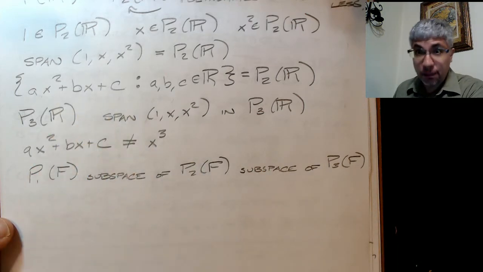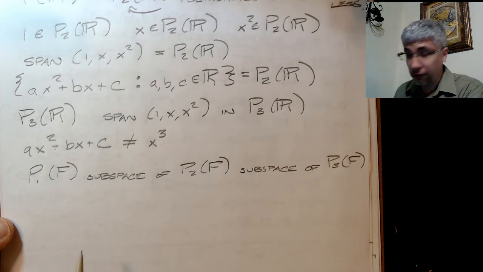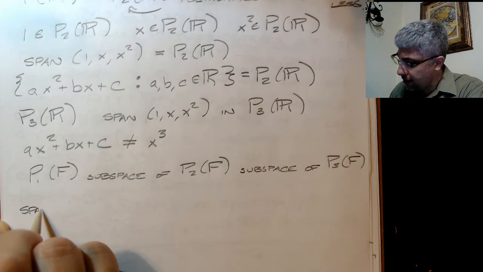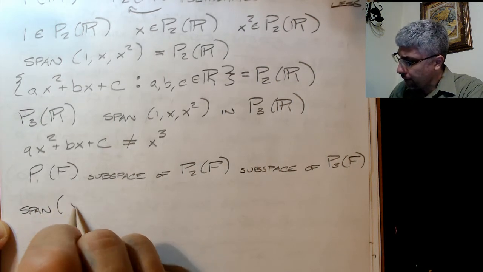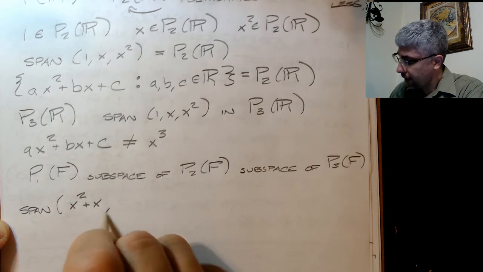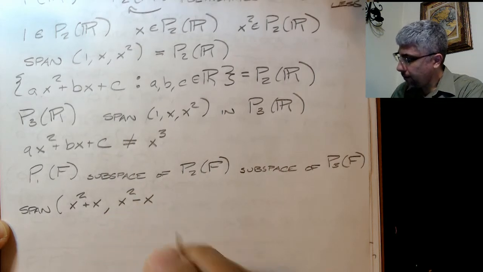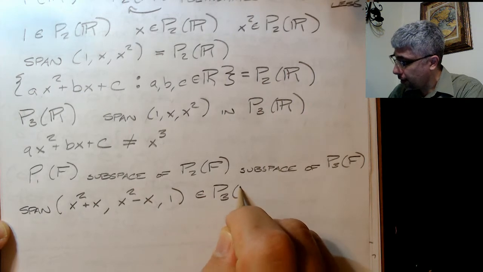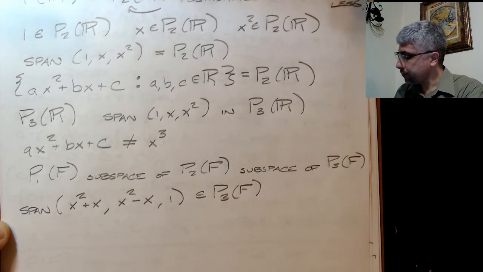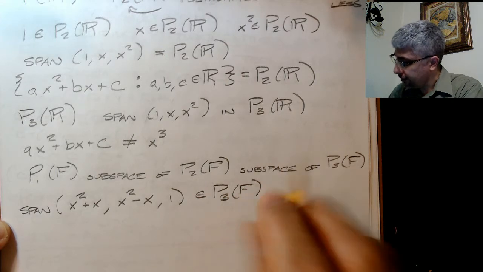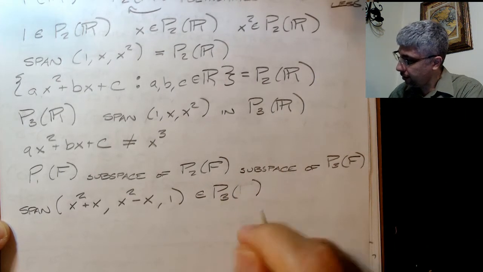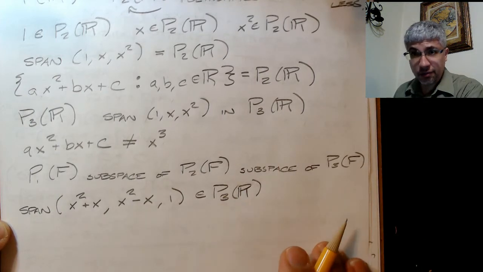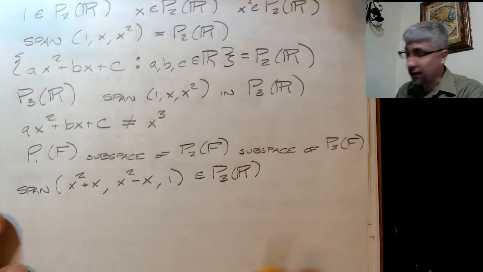And by the way, I don't need to pick these 3 vectors. I could have picked 3 different vectors. For example, let's say I wanted to take the span of x squared plus x, x squared minus x, and 1 in P3 of F. And you know what, let's stick to R just to make things a little more concrete. I want to know that my minus is not the same as my plus, which it might be if it's an abstract or arbitrary field.